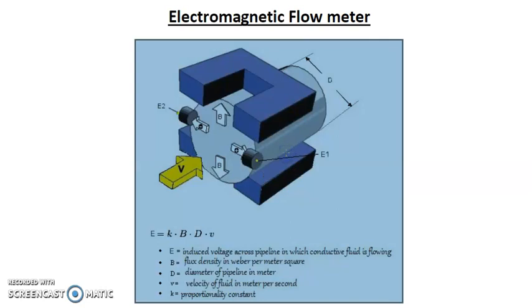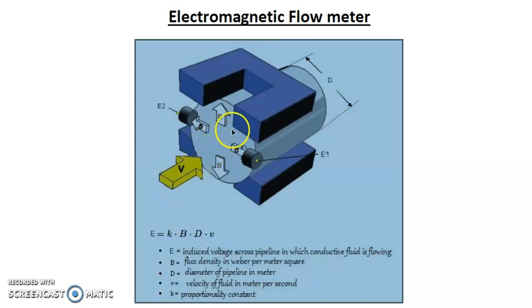So here we can watch the cut view of the magnet. One will act as a north pole, another will act as a south pole, and this is the pipeline inside that magnetic construction. And this is the electrode, injected in the pipeline through which the fluid is passing.